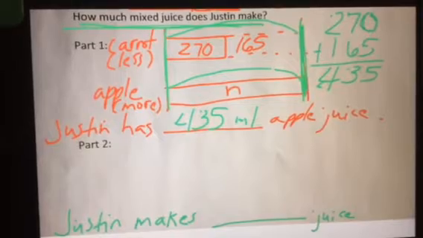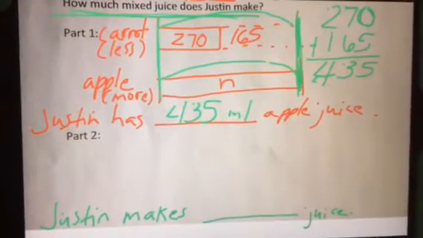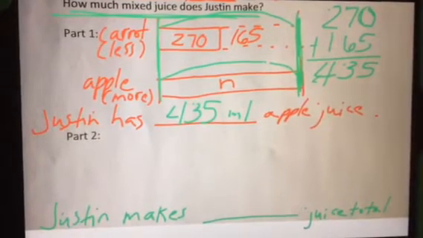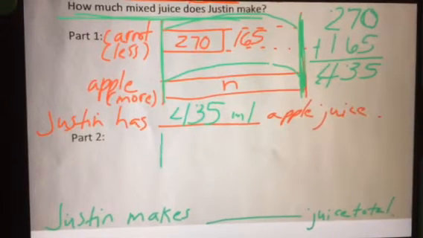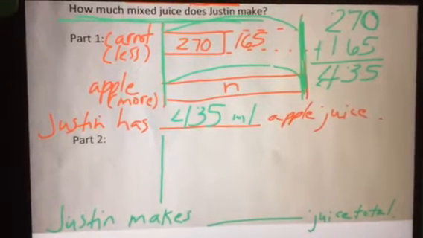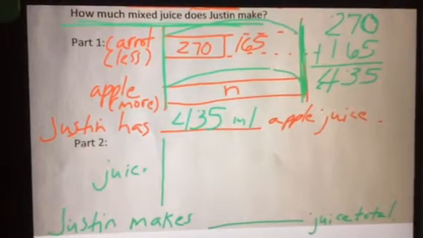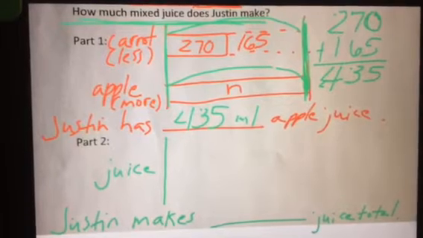If you have room to fit all together, that's fine. I'm just going to write "Justin makes blank juice." But we know that, let's write total. Total. All right, so here's the beginning line. Who or what is this problem about? Now it's just about the total number of juice, or total milliliters.